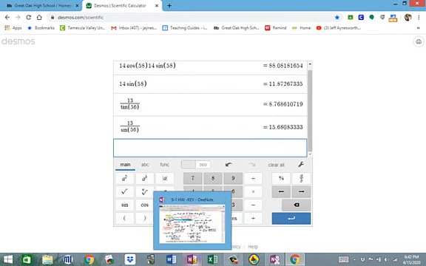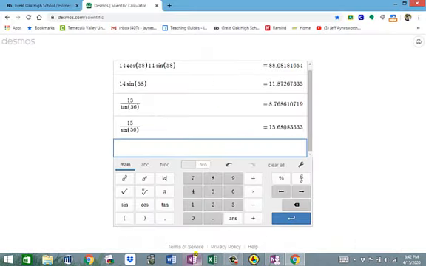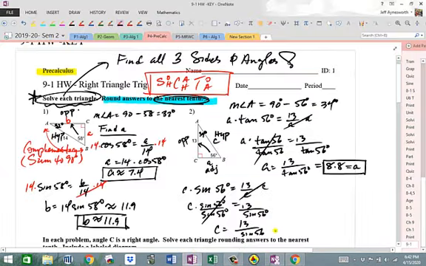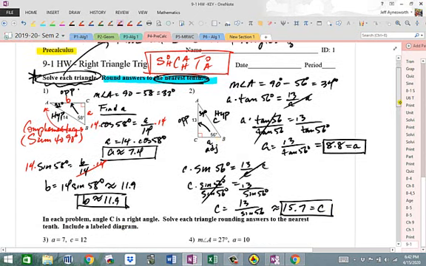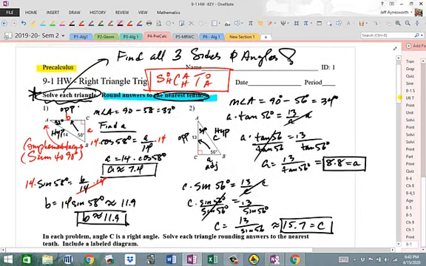All right, make sure you typed it in correctly. So I think I did. And that's roughly 15.7. Okay, so it's approximately 15.7. And that's equal to c. All right, so I found the hypotenuse, I found the shortest side, and I found the unknown angle, and I solved the triangle. So this is basically what solving the triangle means. It finds all the sides, all the angles, all three sides, all three angles.